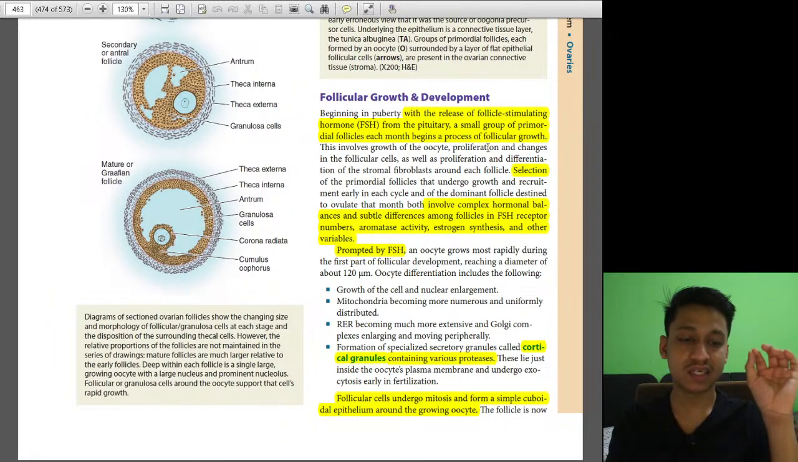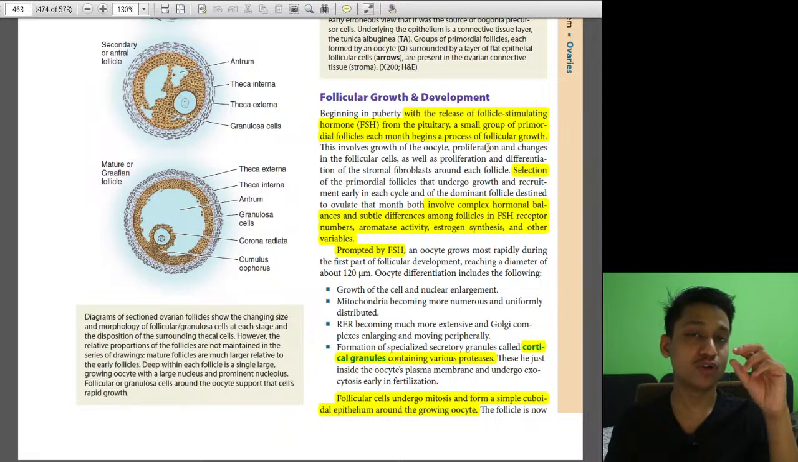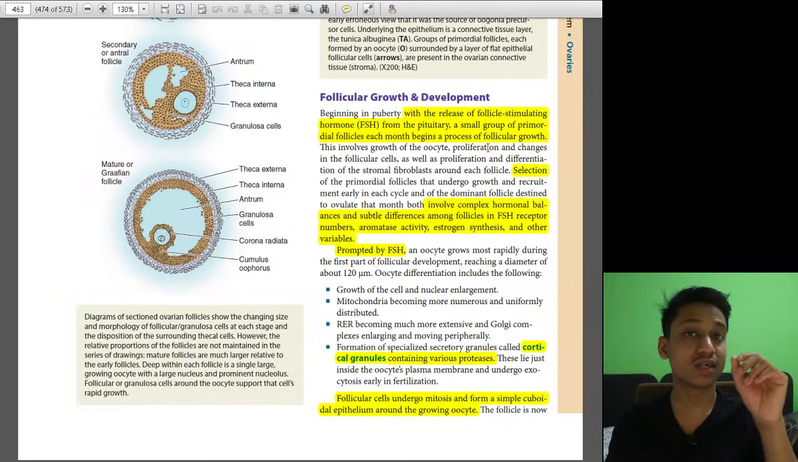These lie just inside the oocyte's plasma membrane and undergo exocytosis early in fertilization. So we need to know that this increased mitochondria, increased RER, and enlarged Golgi are going to produce these granules, which contain proteases, and these granules are called cortical granules. They lie inside the oocyte's plasma membrane and undergo exocytosis early in fertilization.